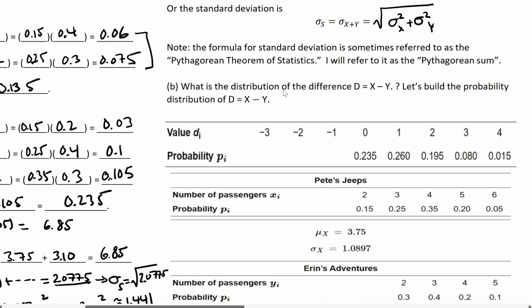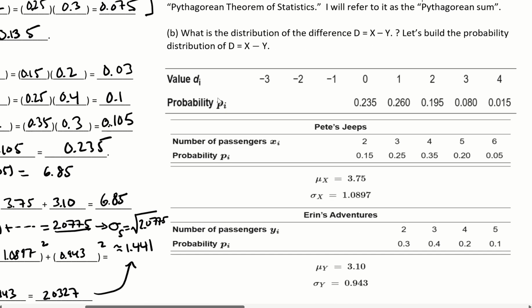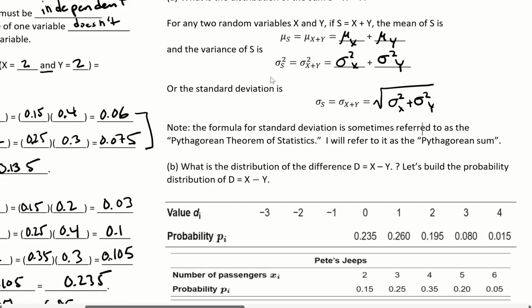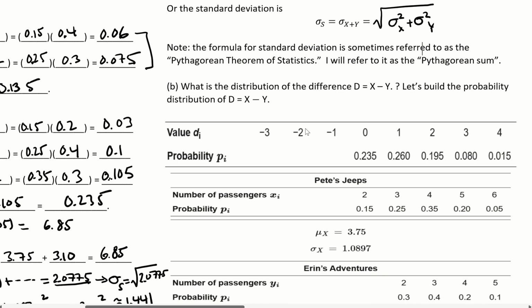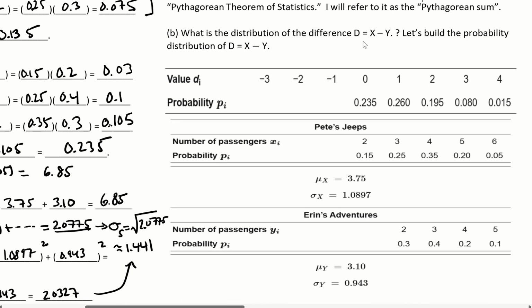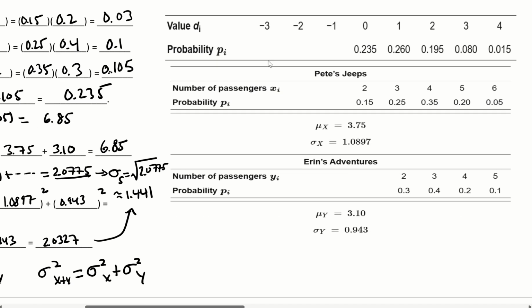Okay, so what is the distribution now? So that is the sum. Now we're going to be looking at the difference. So how is it going to change if I subtract? Again, we're going to build the probability distribution. It's going to take time, but I want you to understand why things are the way they are, rather than just me giving you the formulas. Okay? All right, so here we go.